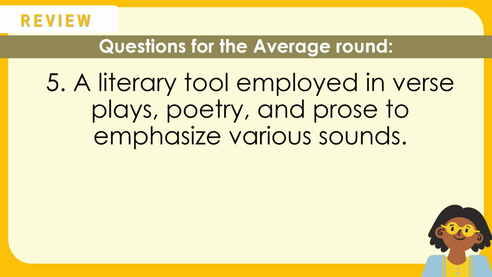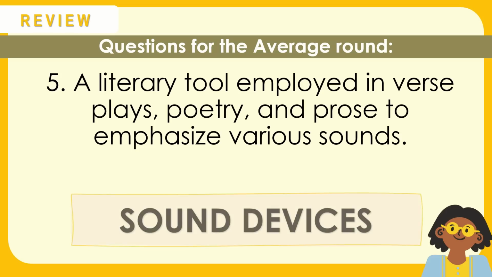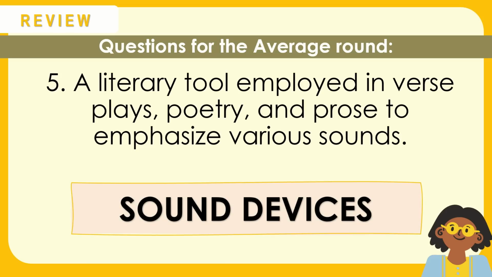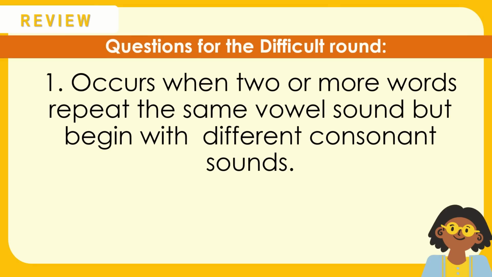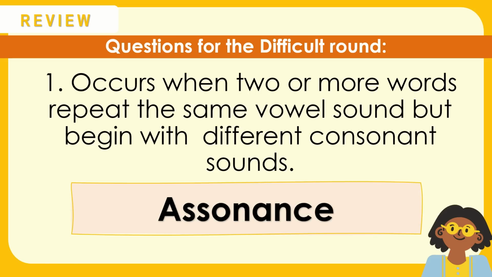Number 5, a literary tool employed in verse, plays, poetry, and prose to emphasize various sounds. Sound devices. Here are the questions for the difficult round. Number 1, occurs when 2 or more words repeat the same vowel sound but begin with different consonant sounds. Assonance.